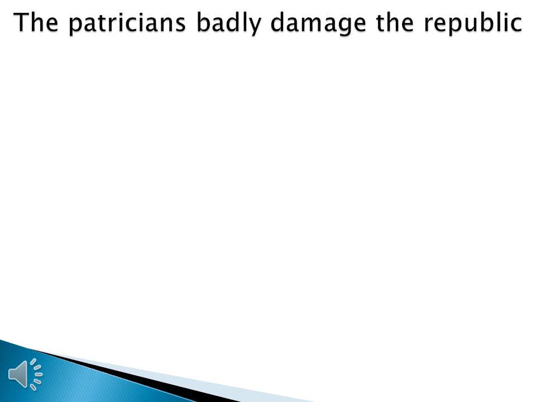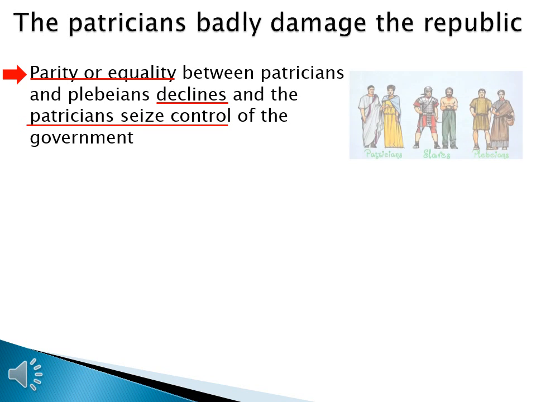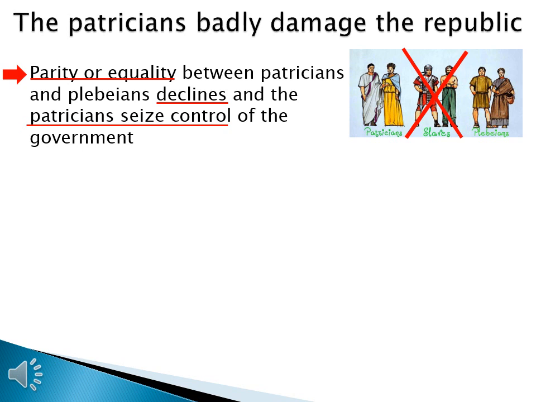As the patricians grow greedier, they badly damage the republic. Parity or equality between patricians and plebeians declines, and the patricians seize control of the government. In the Roman Republic, there was once power sharing. Now the patricians have all the power, and everyone else has no power. The Roman patricians do some silly things with their power.